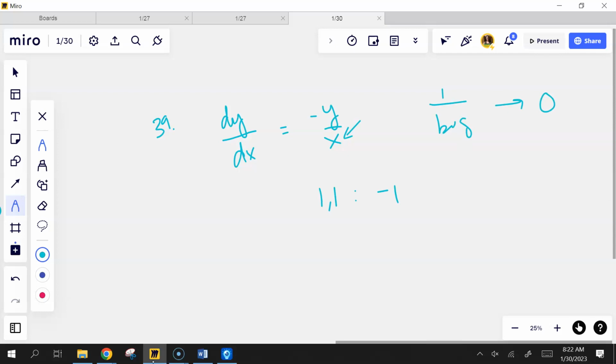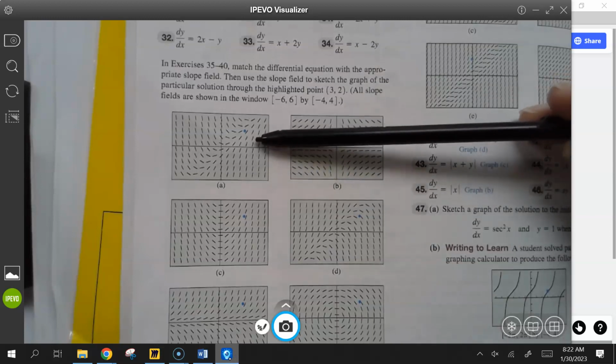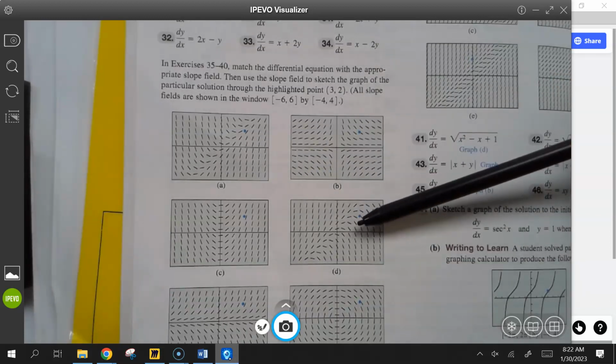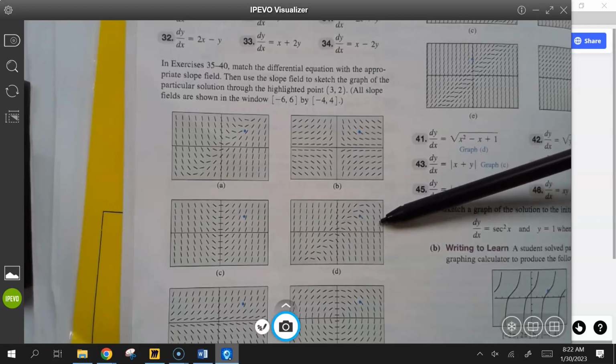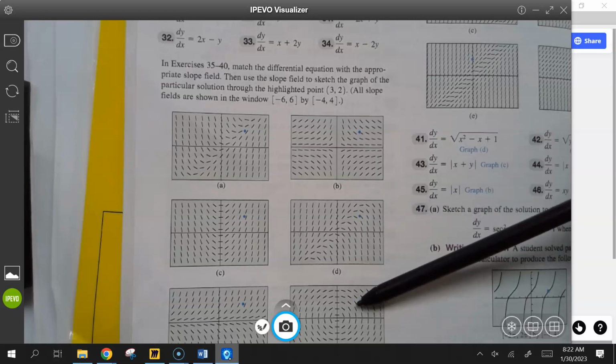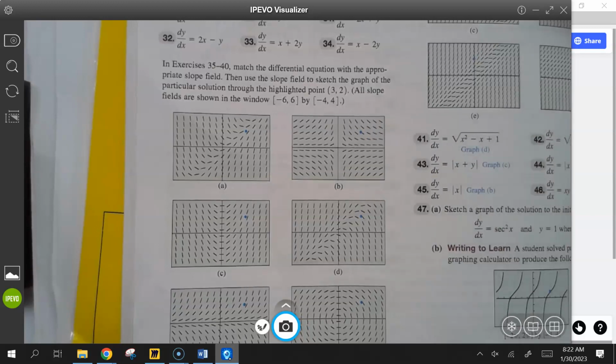I don't see any others that are really doing that as I go across. It looks like A is definitely not, so that wouldn't work. D is getting more vertical, so it's getting closer and closer to being undefined. And F isn't changing a whole lot as I go out. So I'm going to go with B.